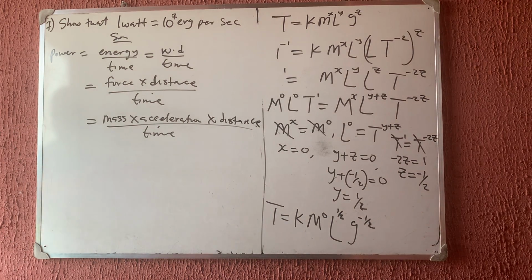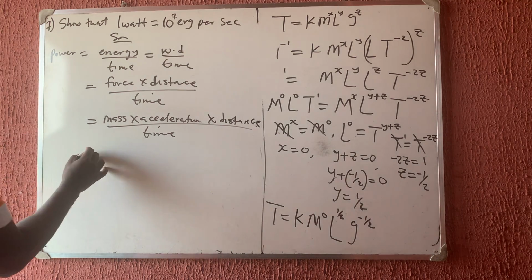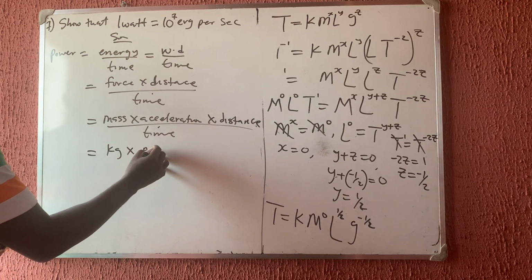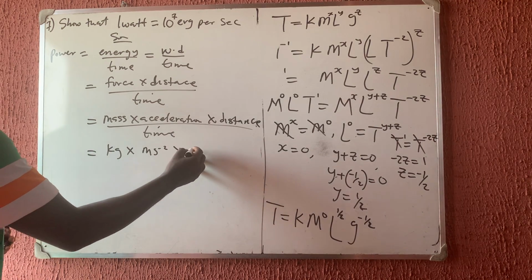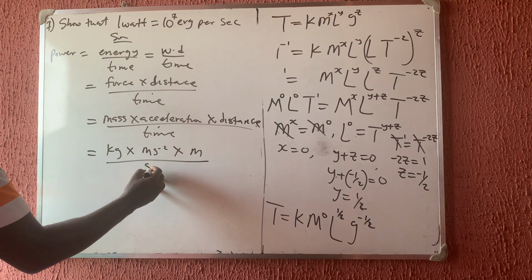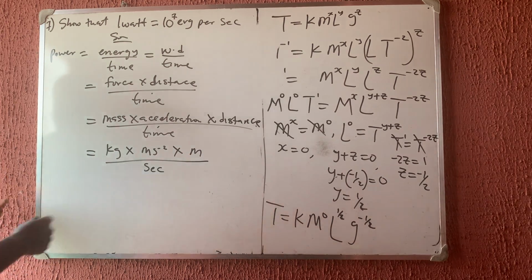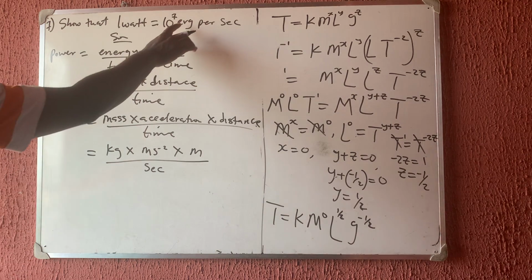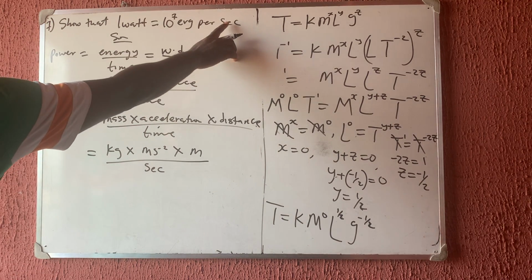Once you know this, the next thing you need to do is to convert everybody to its unit. So the unit of this is kg times acceleration, which is meter per second square, times distance, which is meter, all over time, which is seconds. Now the time is in seconds, no problem.